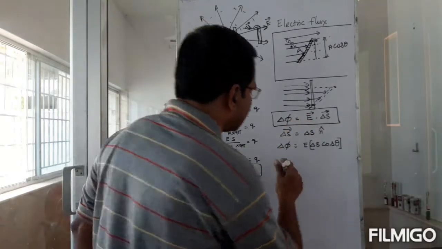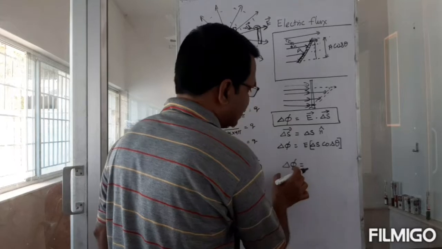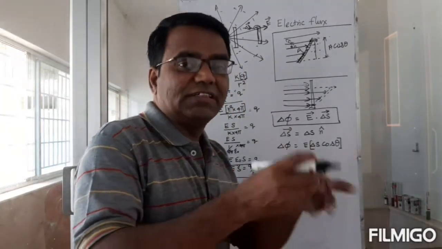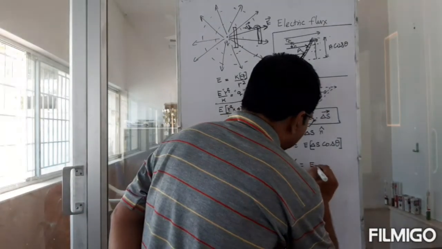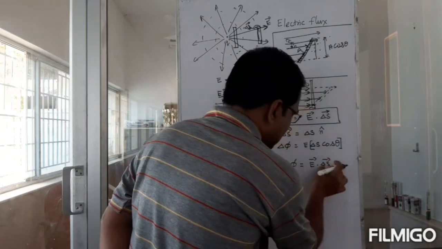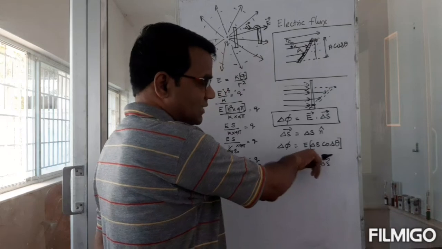If you want to find the amount of flux, this is the equation I will be using. So delta phi is equal to a scalar quantity, because we need a number, right? Just 50, 100 or whatever we talked about. Delta phi is equal to E dot delta S. This is a small area, and it's a vector assigned to the area.